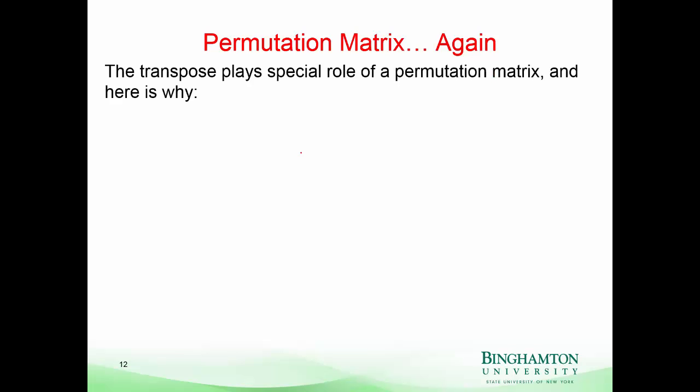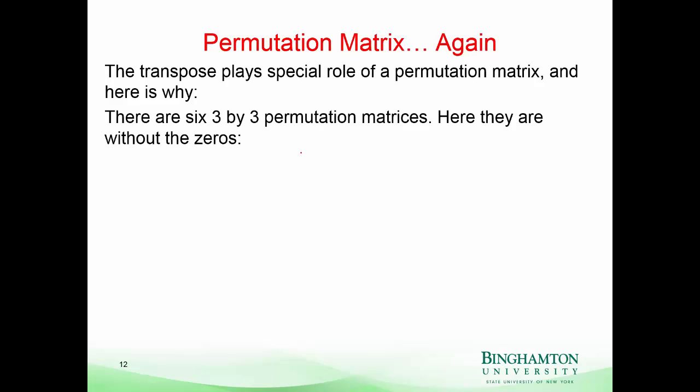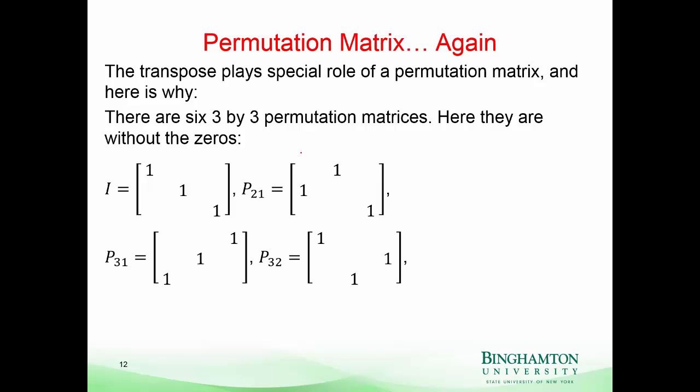So with permutation, this idea of transpose comes in real handy. Let's take a look at an example here. If we're talking about 3x3 permutations, there are only 6 different permutation matrices for the 3x3 case. And here they are. I've now put the zeros into the positions where they need to be, and it actually helps you see the structure a little bit better. So there's 2 more, and there's 2 more after that.